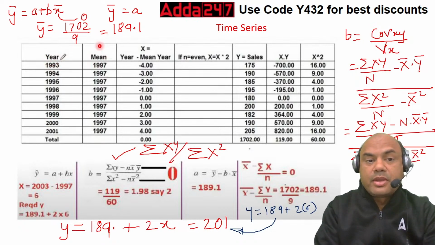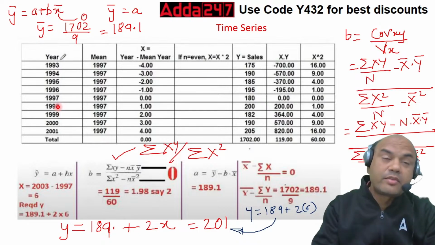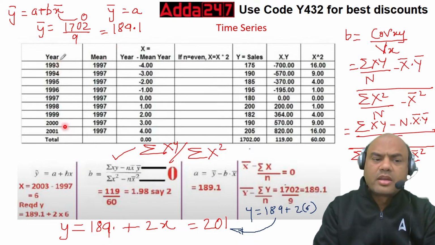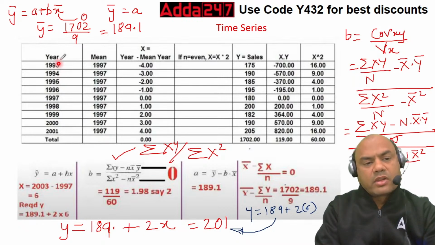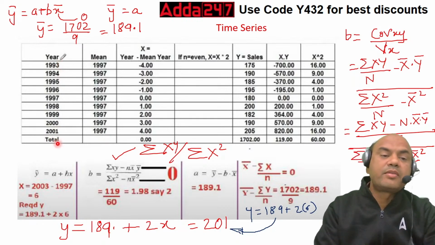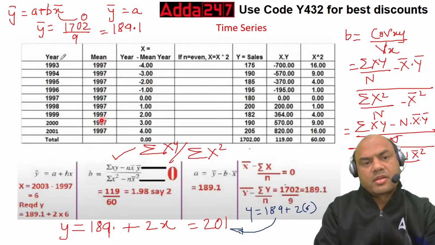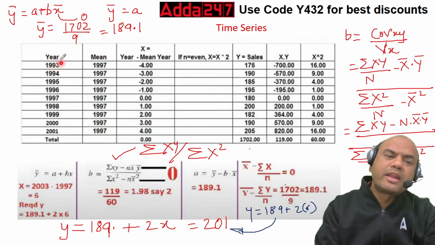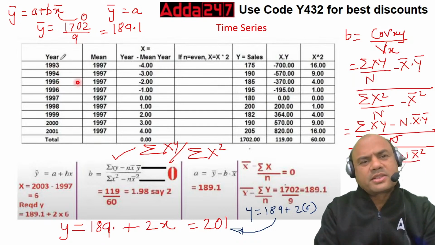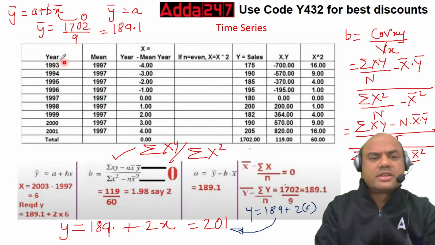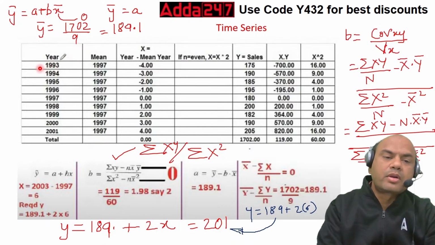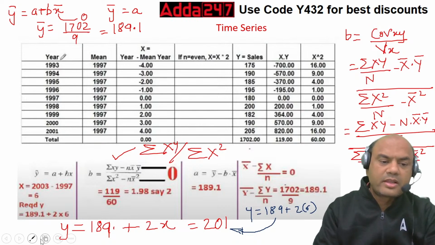Find out the average, the mean of x. How to find out the mean? Add all this and take the average. Divide it by 9. You'll get the mean. Now there is a simple way. Why add 1993 plus 1994 plus 1995? Why do all these things? You can just start removing the top and the bottom. 93, 2001. Remove. Let me show you.